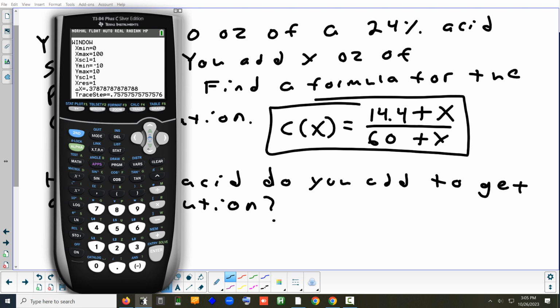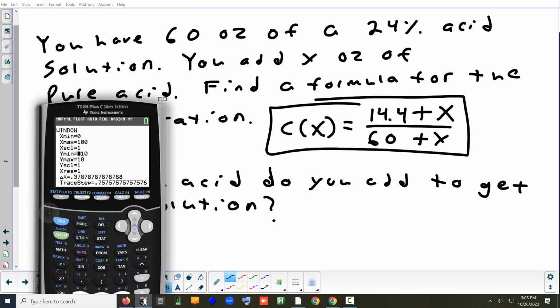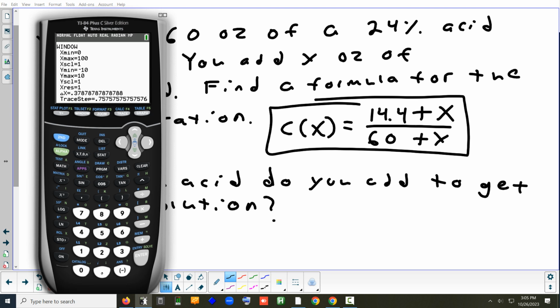Now, what does Y represent? The percentage of acid? Yes, the percentage as a decimal. It's a decimal in this formula. What's the lowest that the concentration could be in this problem? 0.24. Yeah, it can't go below 0.24 because there's no option to dilute it. You either leave it the same or you pour acid in. And what's the highest the concentration can go? 1. So we put a 1, we hit graph, and there's a graph of the concentration increasing the more acid we add.